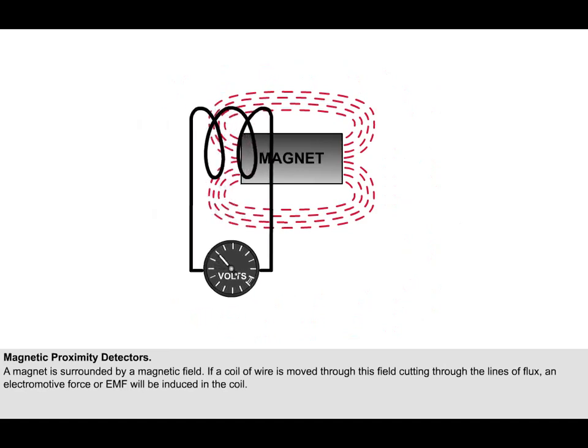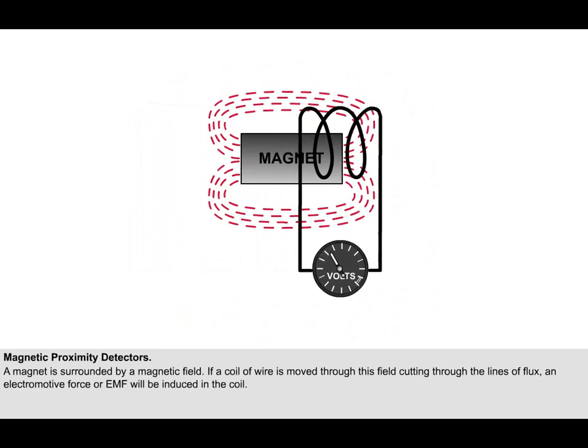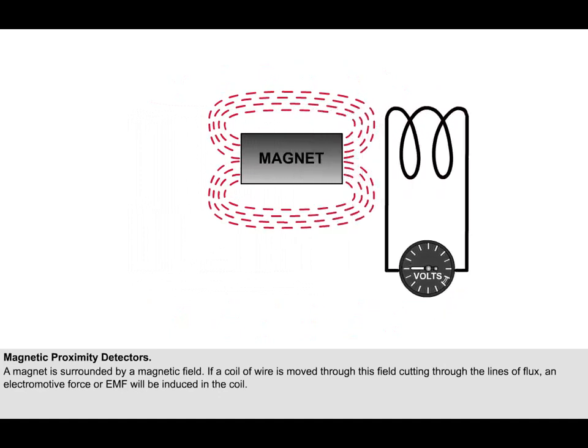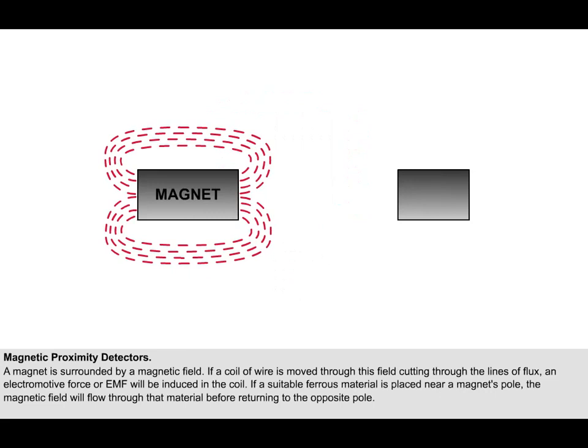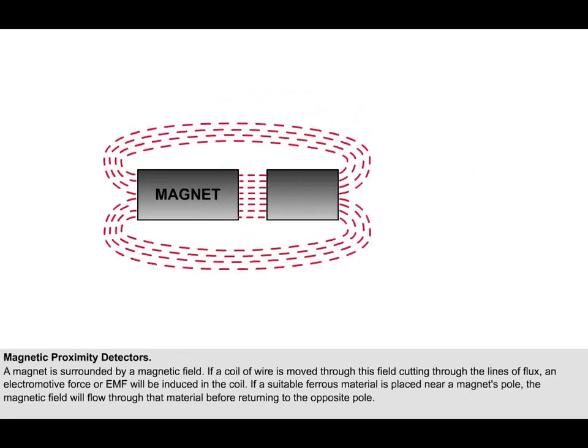If a coil of wire is moved through this field, cutting through the lines of flux, an electromotive force or EMF will be induced in the coil. If both the coil and the magnetic field are stationary, no EMF will be induced. There has to be relative movement between the lines of flux and the coil for an EMF to be induced. Another property of a magnet is that if a suitable ferrous material is placed near a pole, the magnetic field will flow through that material before returning to the opposite pole. It is these two properties that are used in the magnetic proximity detector.